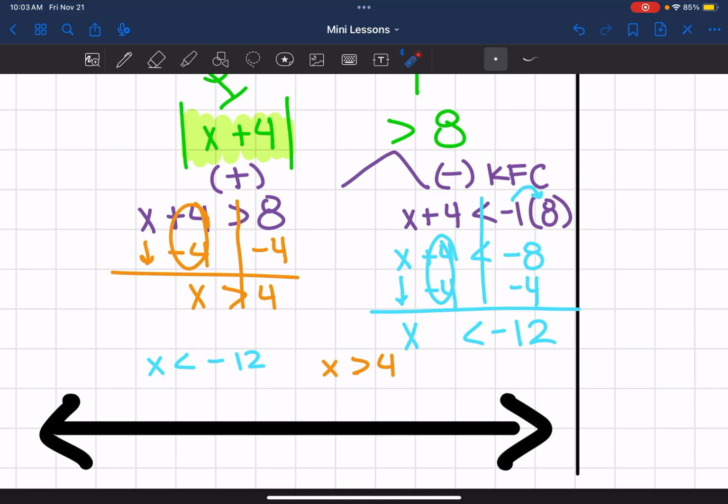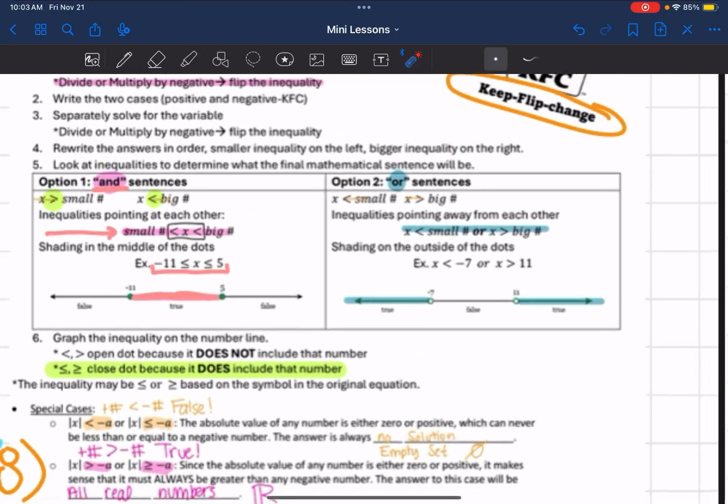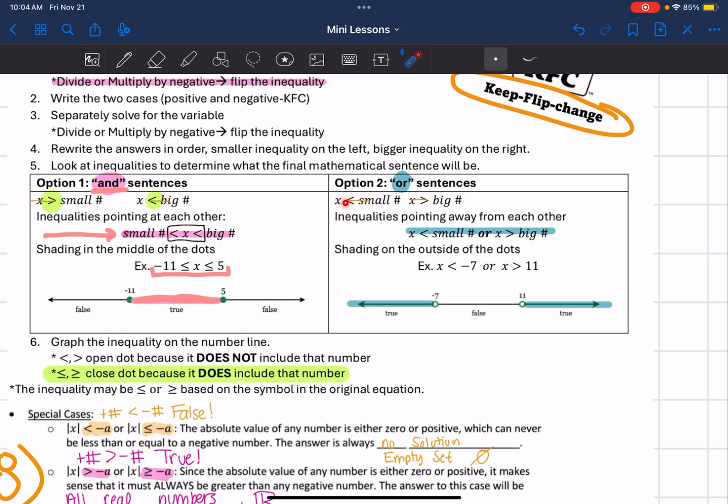Once I have these set up, we can look at these and figure out what type of answer we're dealing with. So we have a less than symbol, then the greater than symbol. So as I zoom out to look at our notes, when we have a less than symbol and a greater than symbol second, we are looking at what I call my or sentences. This is because our graph is split into what I say is this or that. So there's a gap in the middle.